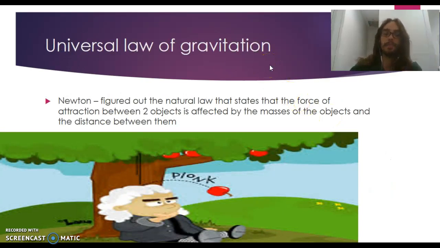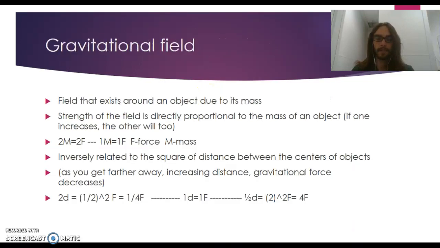So what is the universal law of gravitation? Well, it's Isaac Newton's baby. He figured out the natural law that states that the force of attraction between two objects is affected by the masses of the objects and the distance between the objects. So this is his classic: an apple fell out of a tree and hit him on the head. He went, oh, hey, there's something going on, that apple wasn't being pushed. There's some sort of invisible force that I don't know about yet, so I need to figure that out. And then he realized that it affects pretty much everything in the planetary system.